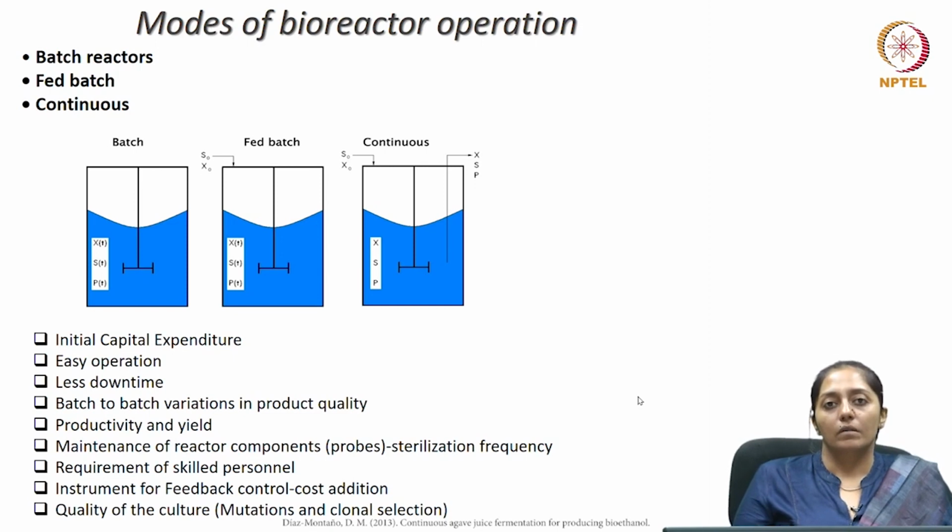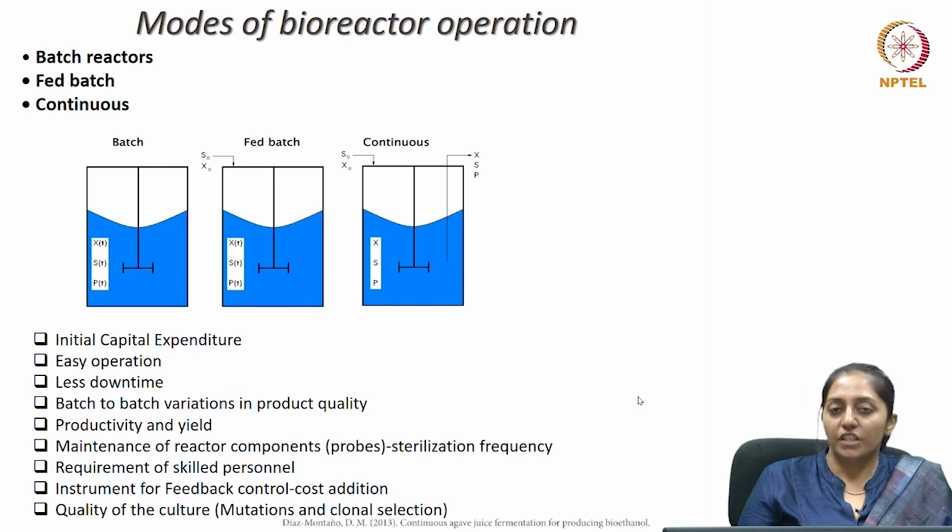Now, while choosing a particular mode of cultivation, one should keep in mind the following factors: the initial capital expenditure, the ease in operation, a mode which can provide minimum downtime. Downtime is the time period spent between two consecutive runs. Then batch to batch variation in product quality. That factor has to be kept in mind while choosing the right mode of cultivation. Maximum productivity and yield.